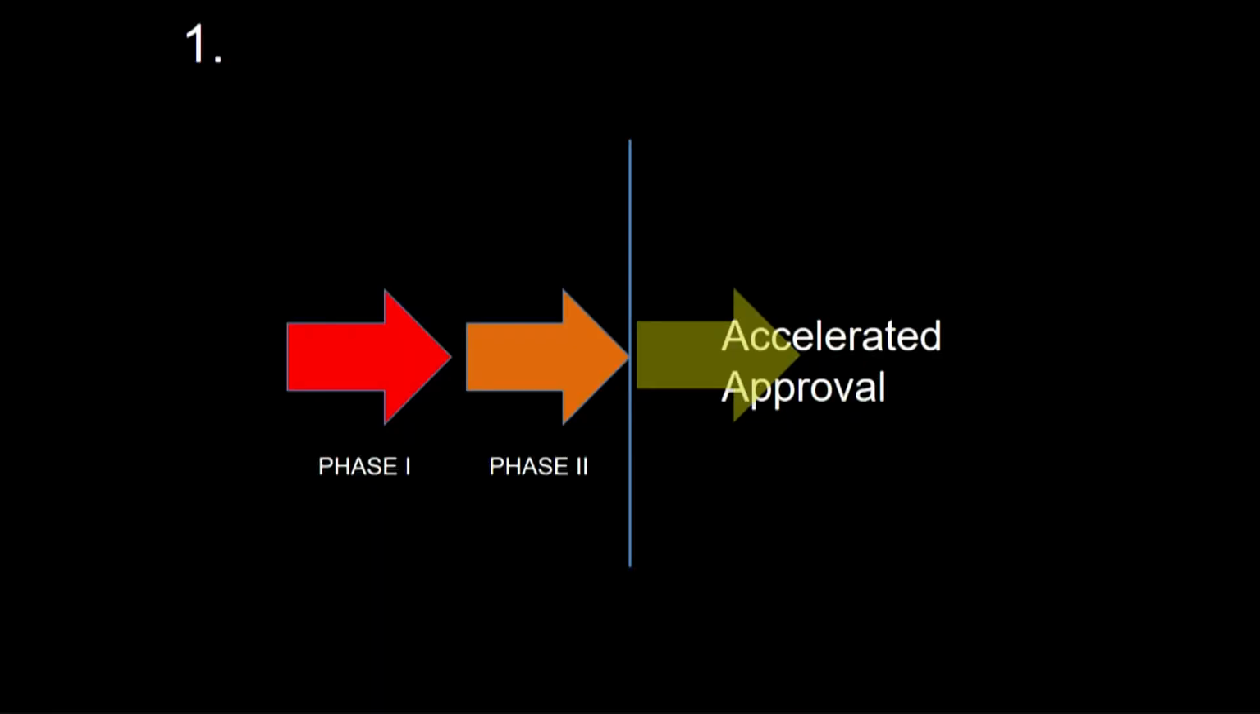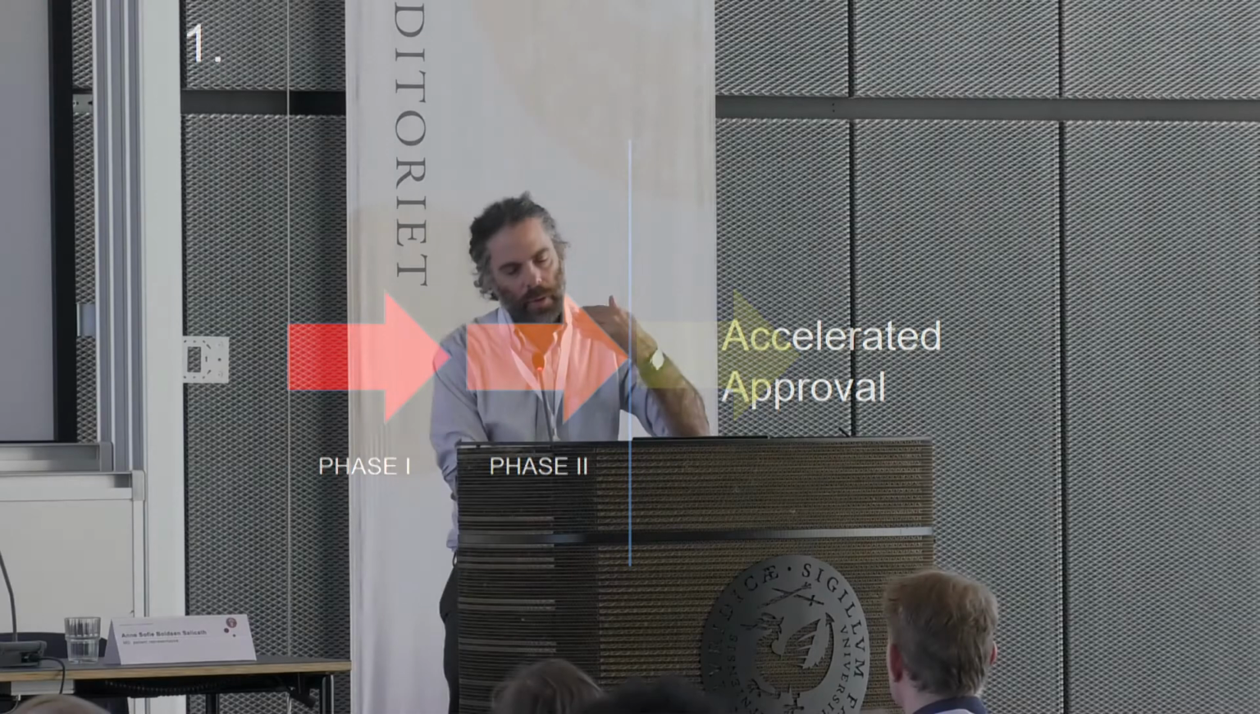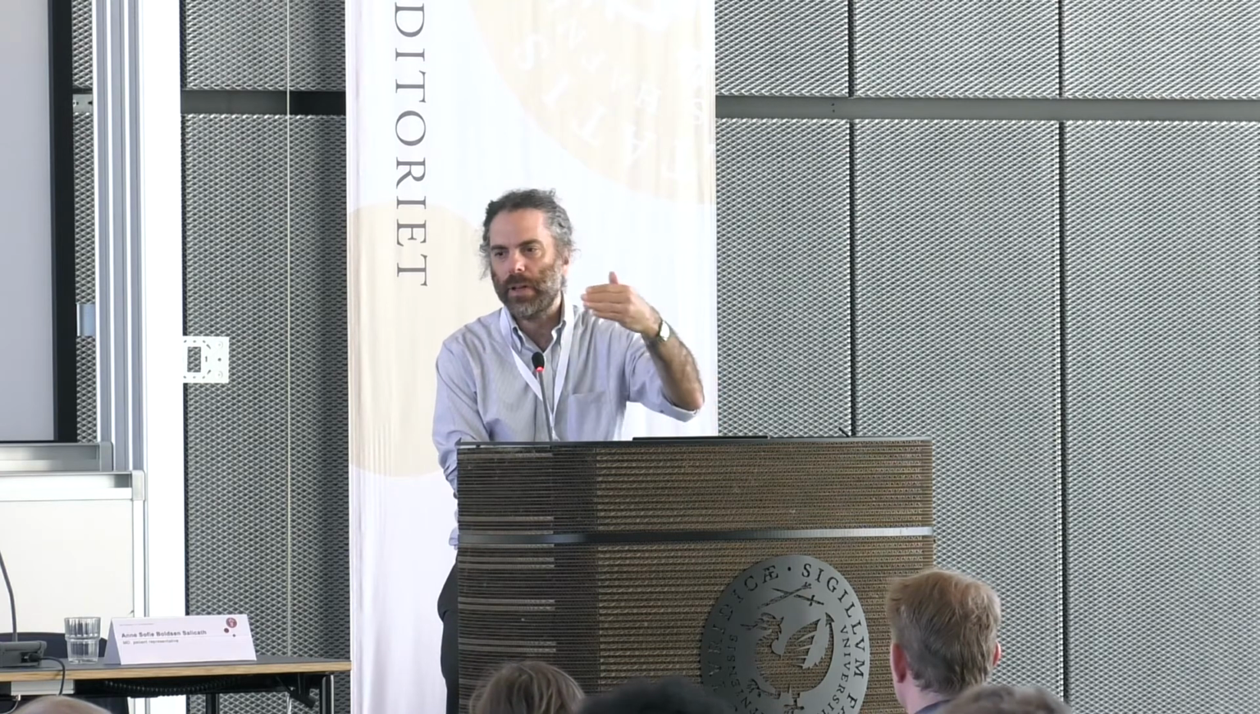Now, there are 4 different regulatory schemes that are aimed at trying to liberalize patient access to new drugs, that are aimed at expediting the ability of patients to get access to drugs that haven't yet proven safety and efficacy. The first scheme is called accelerated approval.